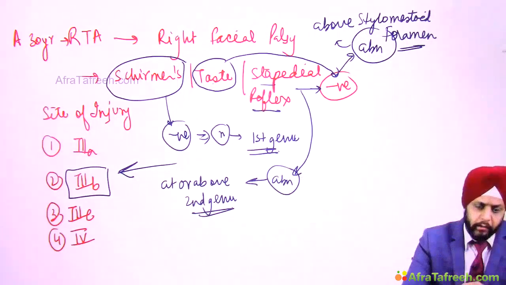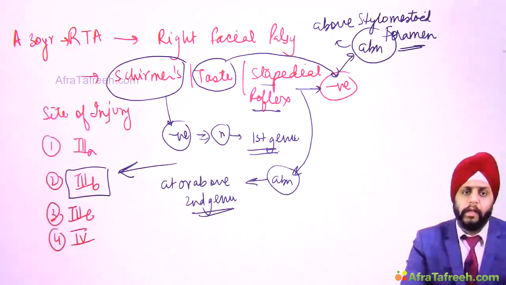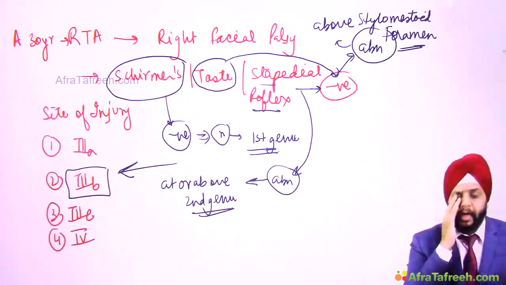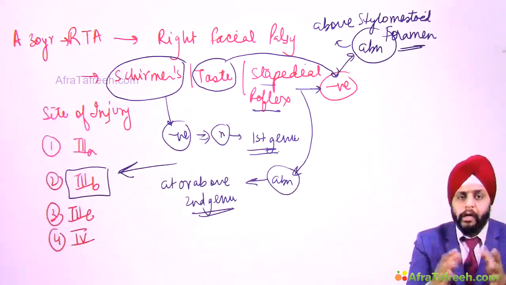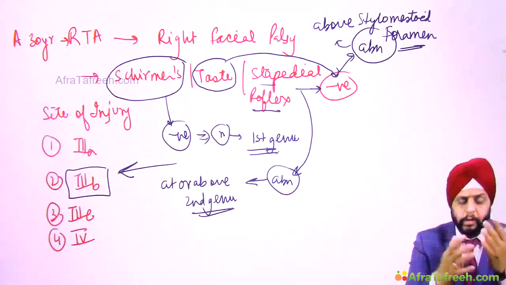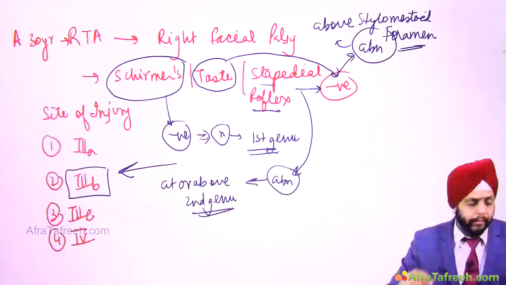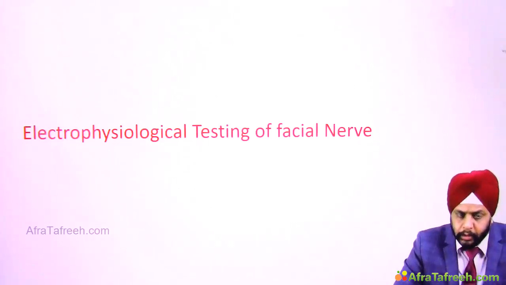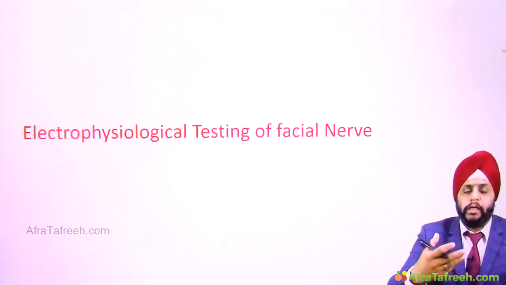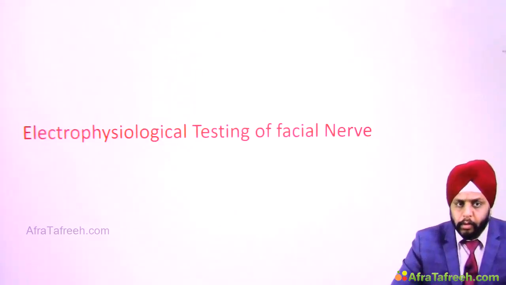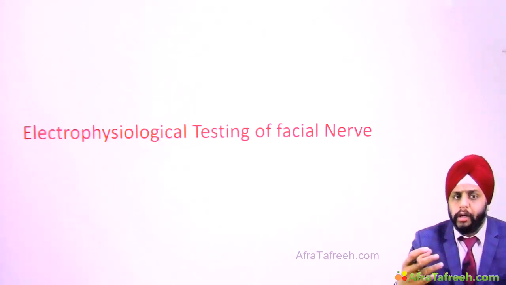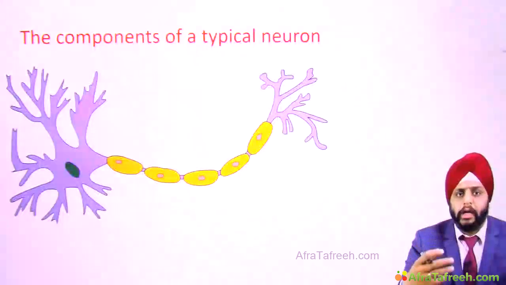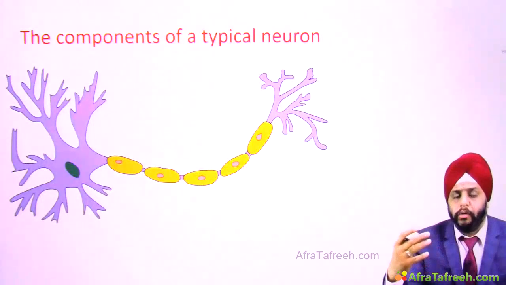For the test which is negative, whether it is normal or abnormal, that's what you have to remember. Easy way, if it's a comparison test of right side with left side, then negative means normal, because there is no difference. Okay, so these were the topodiagnostic tests of facial nerve. Let's come to the electrophysiological testing of facial nerve. To understand the electrophysiological testing, what do I mean by electrophysiological testing? Let's study the structure of a neuron.